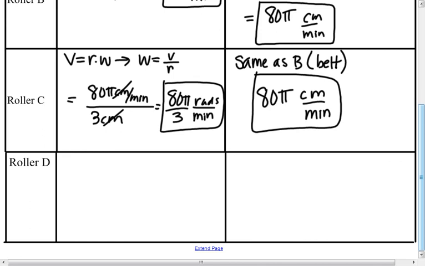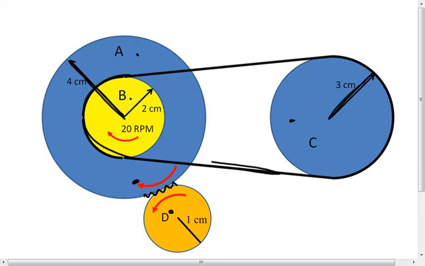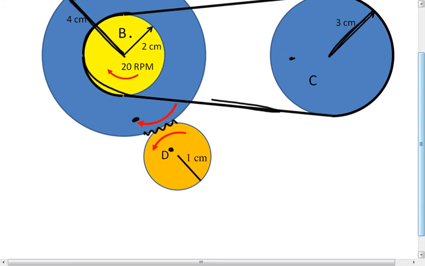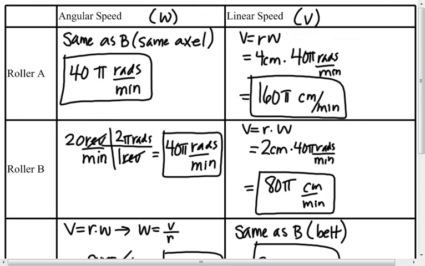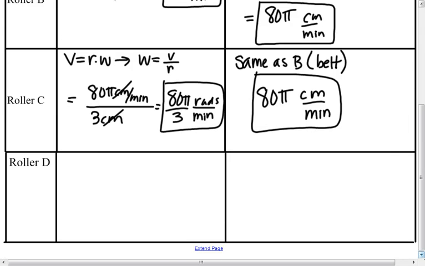Now, all we have left is roller D. So I'm going to go back and look at the picture and see what I know. And I know that D is connected by teeth here to circle A. So if I look at A and D right here, they're connected by gears, which means they will have the same linear speed. When you have gears, you have the same linear speed. So A and D have the same linear speed because they are gears. And A's linear speed was 160 pi centimeters per minute.